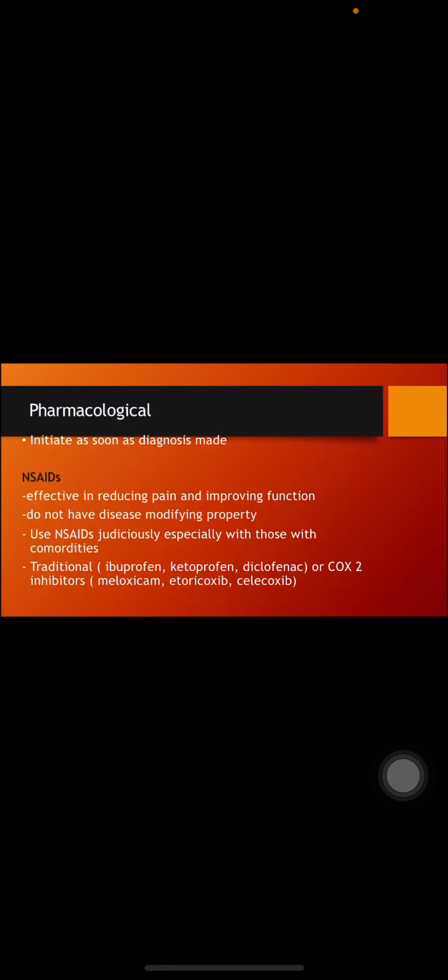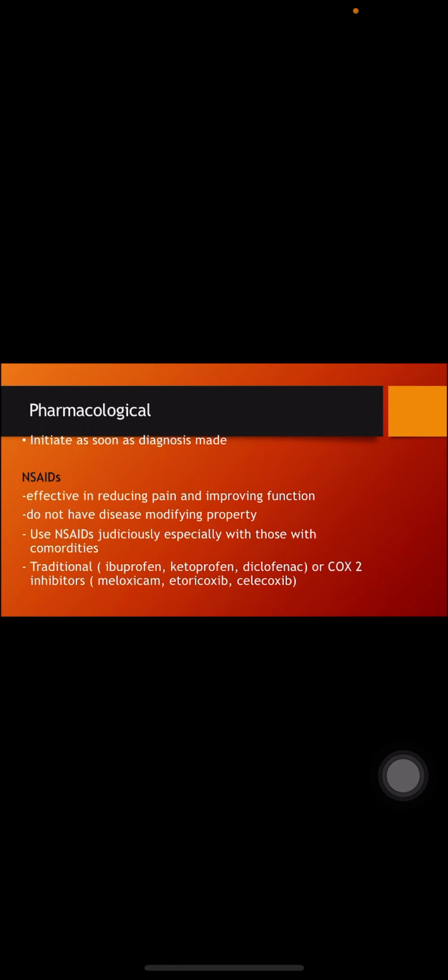Pharmacological treatment, you must initiate as soon as the diagnosis is made. NSAID, corticosteroid and disease-modifying anti-rheumatic drugs. NSAID does not have disease-modifying properties, but it's effective in reducing pain and improving function. And be cautious if the patient has any renal abnormalities or heart problems.